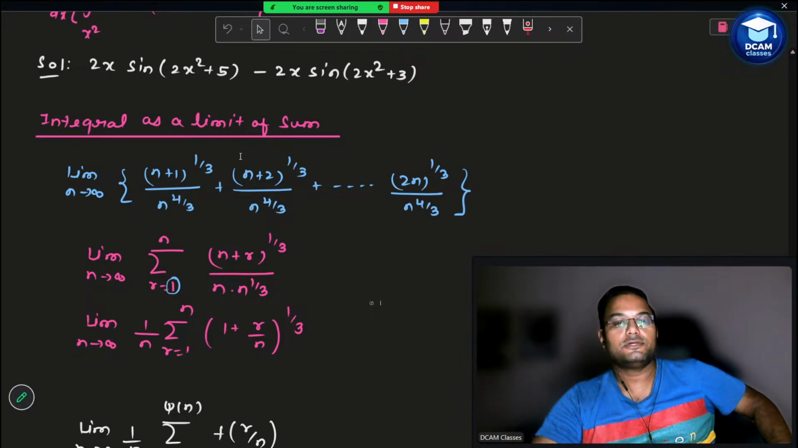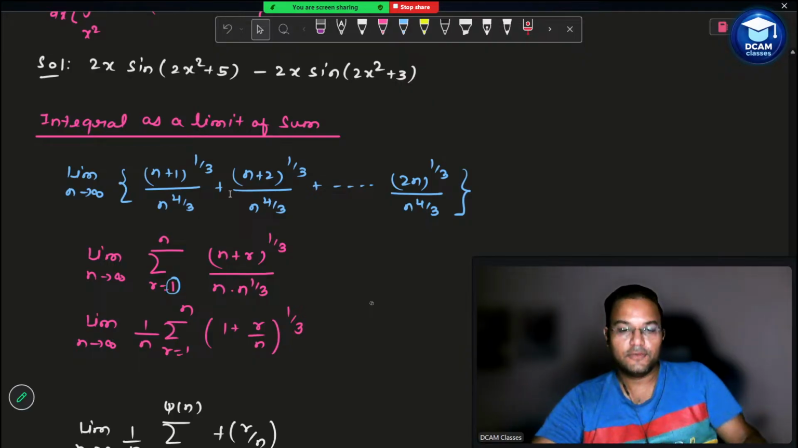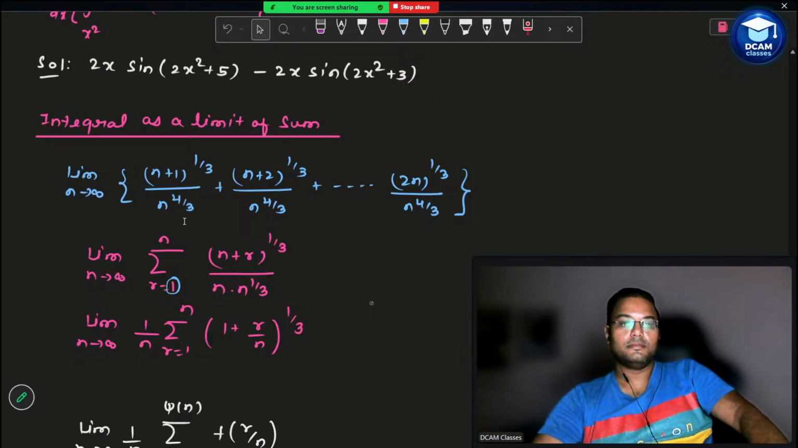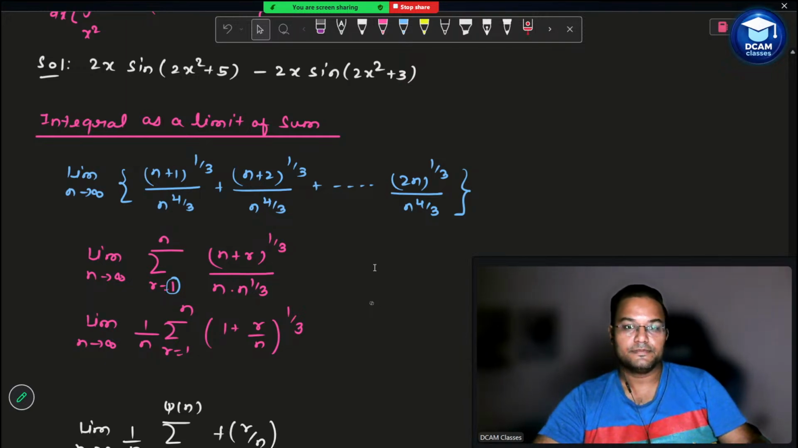Integral as a limit of sum actually converts this kind of series into integration. How? Suppose you have been given a series like this: limit n tends to infinity, (n plus 1) whole power 1 by 3, divided by n power 4 by 3. Haripriya, since you know this, if you want to revise, okay. Otherwise, you can try getting that result, the previous result we were talking about, e power ax cos bx.